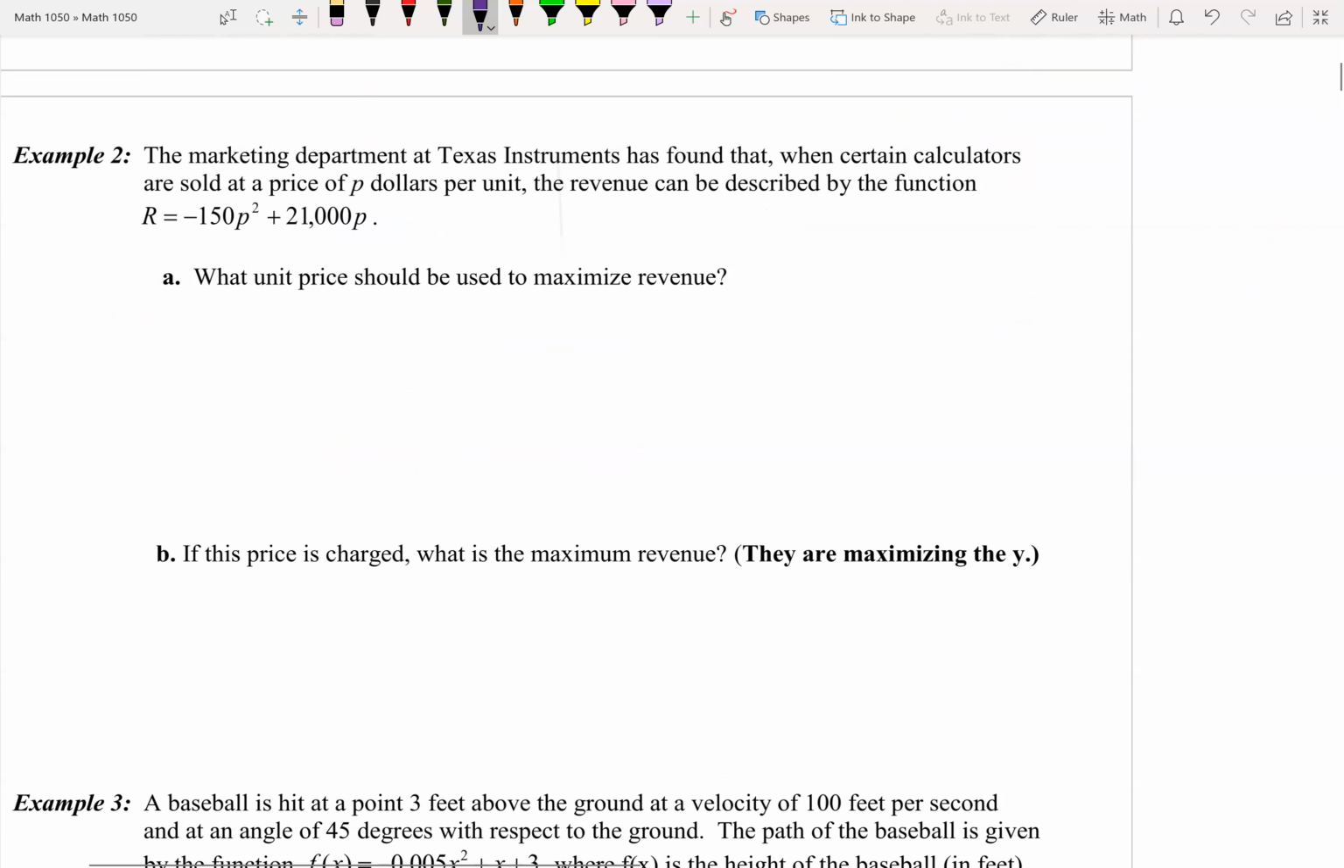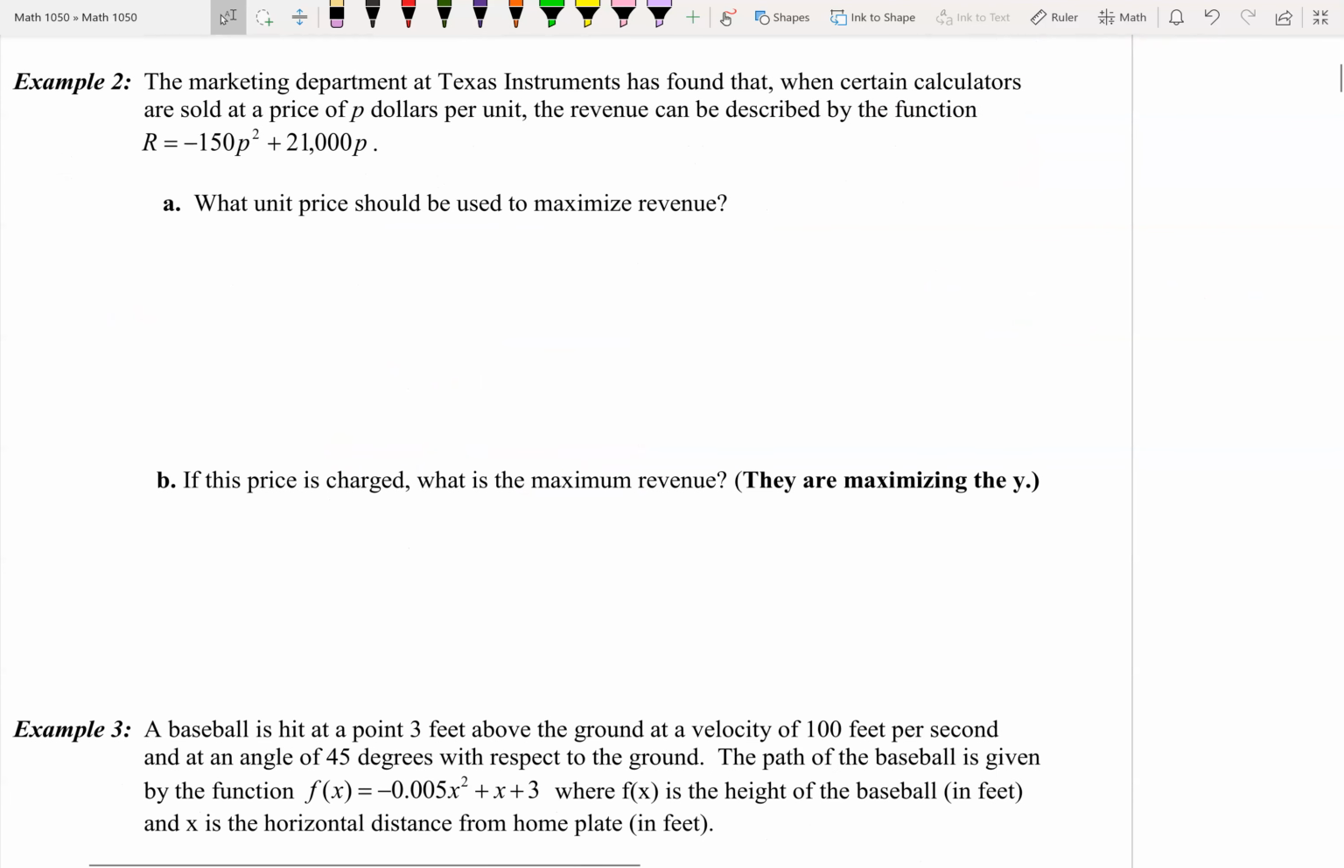Okay, all right, question 2. The marketing department at TI has found when certain calculators are sold at a price of P dollars per unit, the revenue can be described by this equation. What unit price should be charged to maximize the revenue? You guys, it doesn't matter if it says max or min. Because if it's a parabola that opens up, it's a min. If it's a parabola that opens down, it's a max. You do it the same way either way. So don't worry about that.